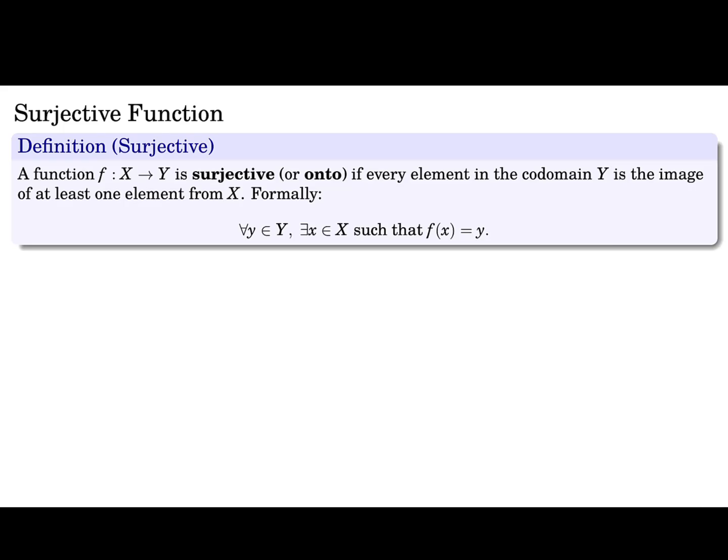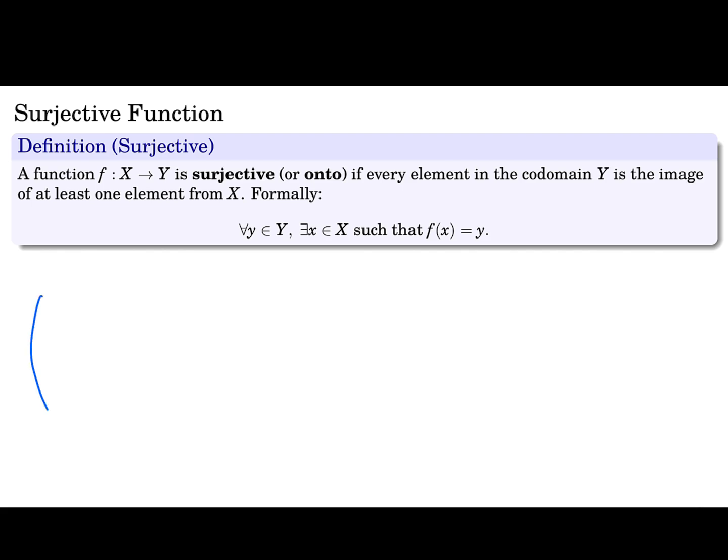A function f from x to y is surjective if every element in the codomain y is the image of at least one element in x. So formally, we say that for every y in the codomain y, there exists an x in the domain x such that f of x is equal to y. And so let's see an example.